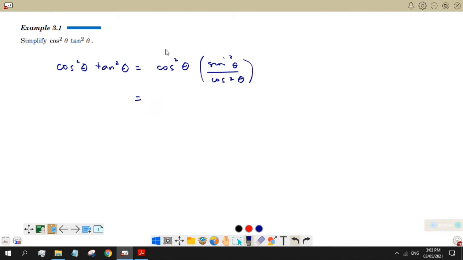Now that we have these two factors, cosine squared theta times sine squared theta over cosine squared theta, take notice that the numerator of the first factor is the same as the denominator of the first factor. So we have cosine squared theta divided by cosine squared theta, sine squared theta na lang yung matitira. So the simplest form of this statement, cosine squared theta, tangent squared theta, is sine squared theta. Okay?